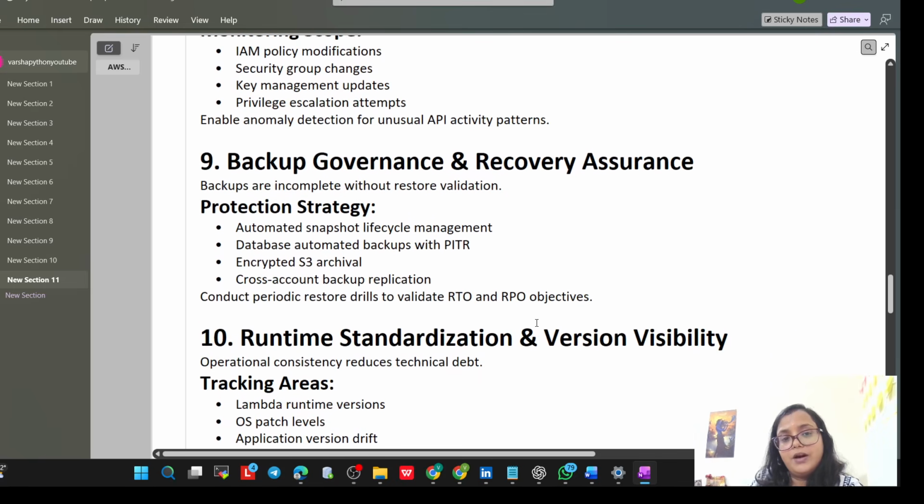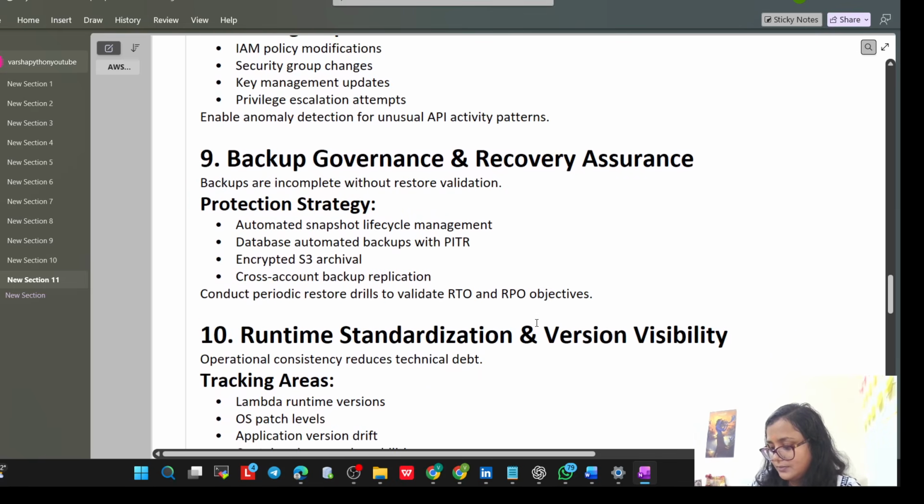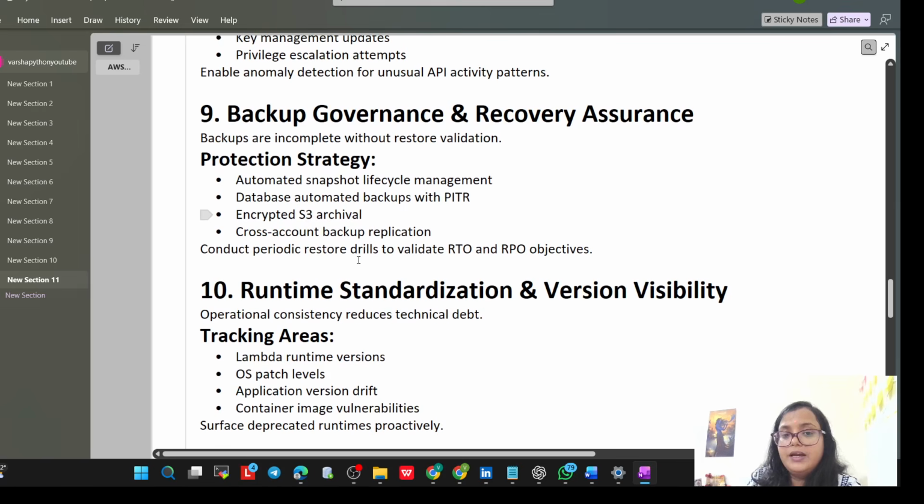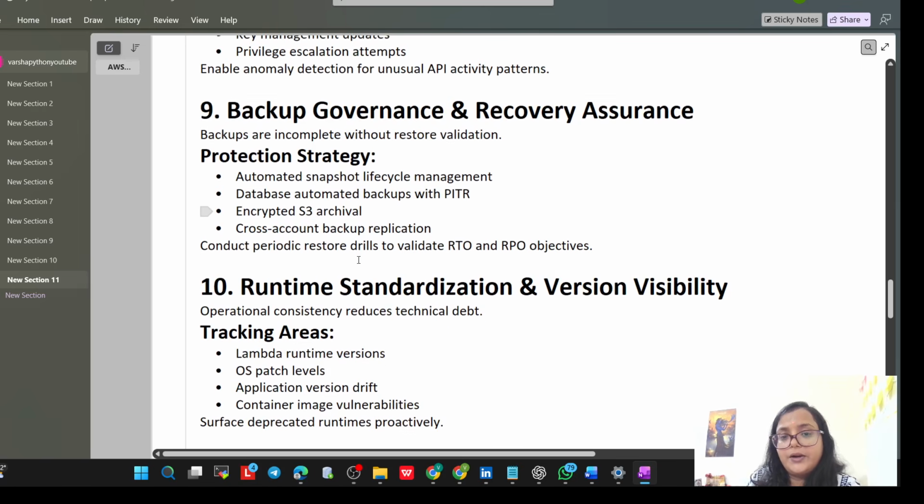Now backup governance and assurance. So backups are incomplete without restoration validation. Protection strategy: automated snapshot lifecycle management, database automated backups with PITR, encryption, S3 archival, cross account backup replication, conduct periodic restore tests.